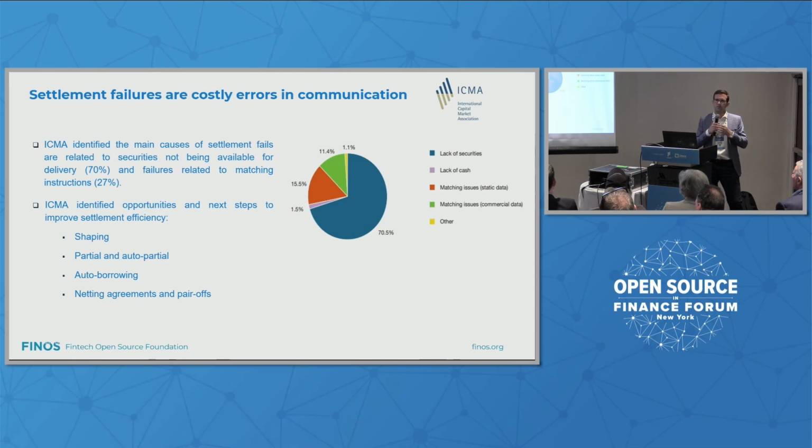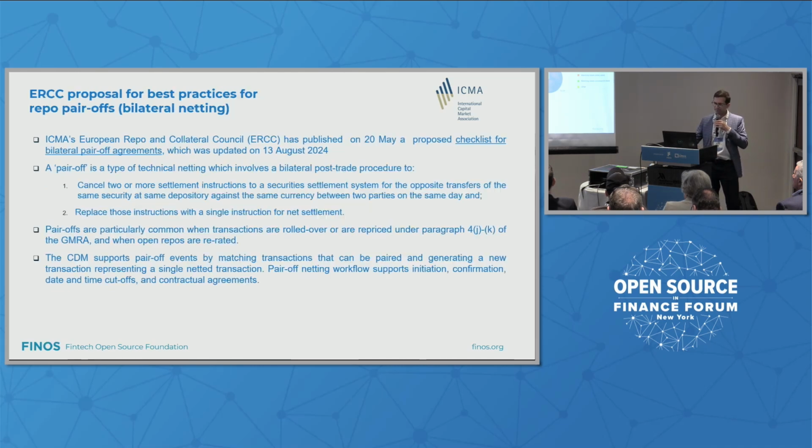There were a number of different solutions that were identified and that ICMA has been focusing on within the European Repo and Collateral Council around shaping. So dividing a trade into smaller sizes to avoid a significant impact if a trade were to fail. Let's say 500 million shaped into 50 million, partial and auto-partialing, so automating some of the functionalities, but also allowing partial settlement, auto-borrowing, but also netting agreements and pair-offs. So there's a proposal that has been published for repo pair-offs or bilateral netting earlier this year.